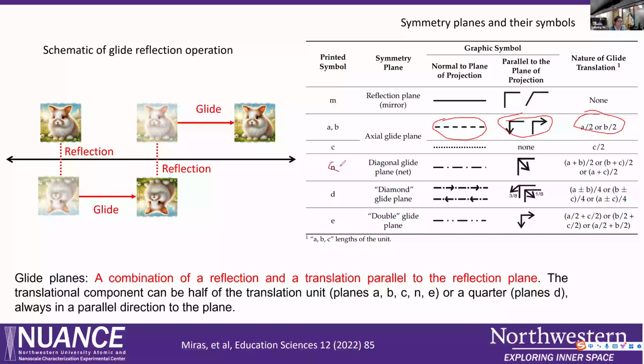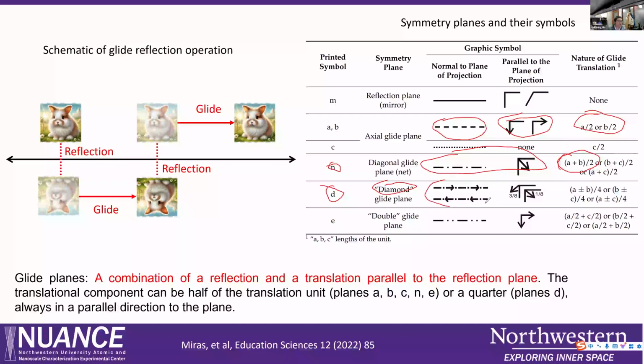And for the N glide, they can label it like this one. The N glide we call the diagonal glide. So the nature of the translation should be along the diagonal direction, about A plus B divided by 2. If it is a D glide plane, the D glide plane is usually called a diamond glide plane.